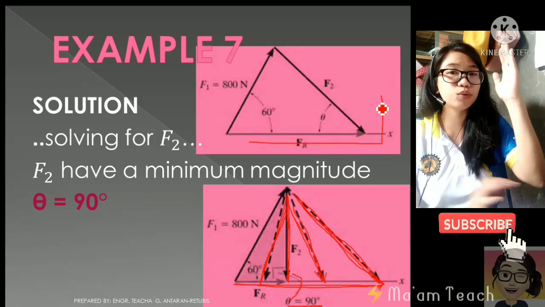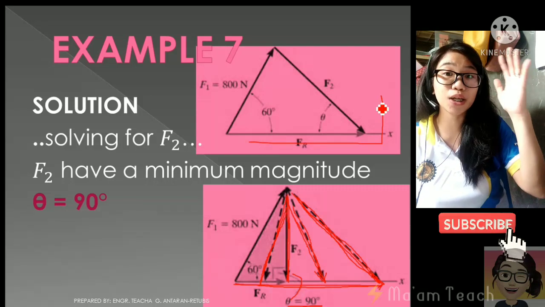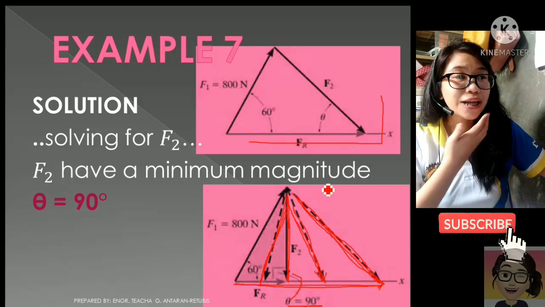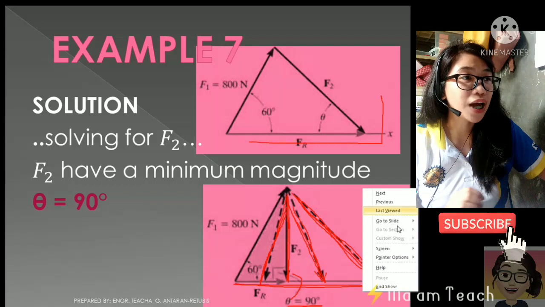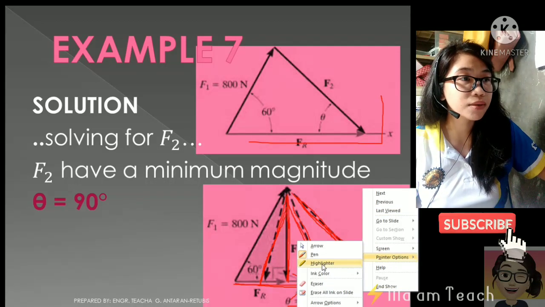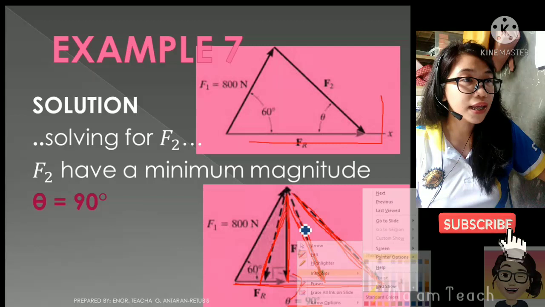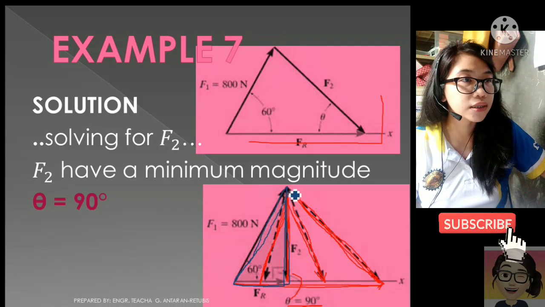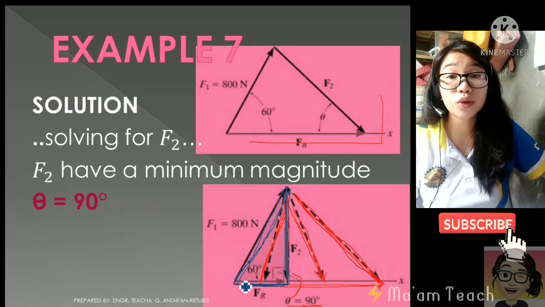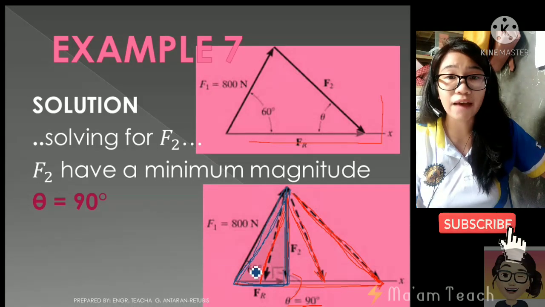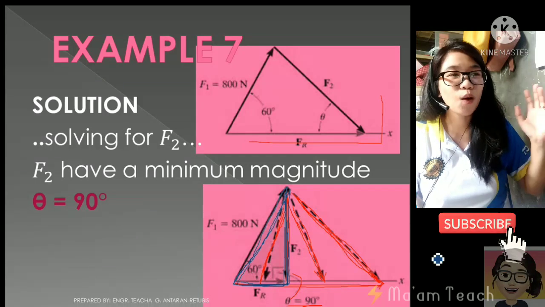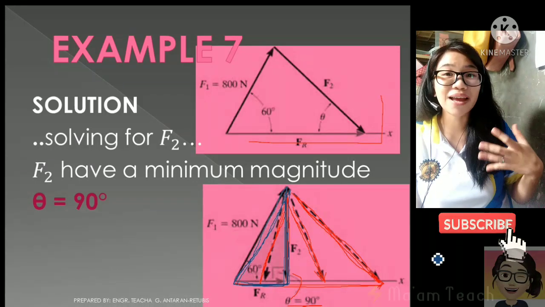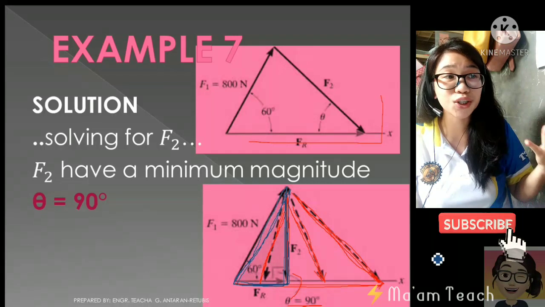But since our f sub 2 is now located at the perpendicular or at the 90 degrees, our triangle becomes a right triangle already. So just focus on this triangle here at the blue sides. From this figure, how are we going to solve for the magnitude of the f sub 2? The only way that we can do that, class, is by trigonometry. We will apply trigonometry.